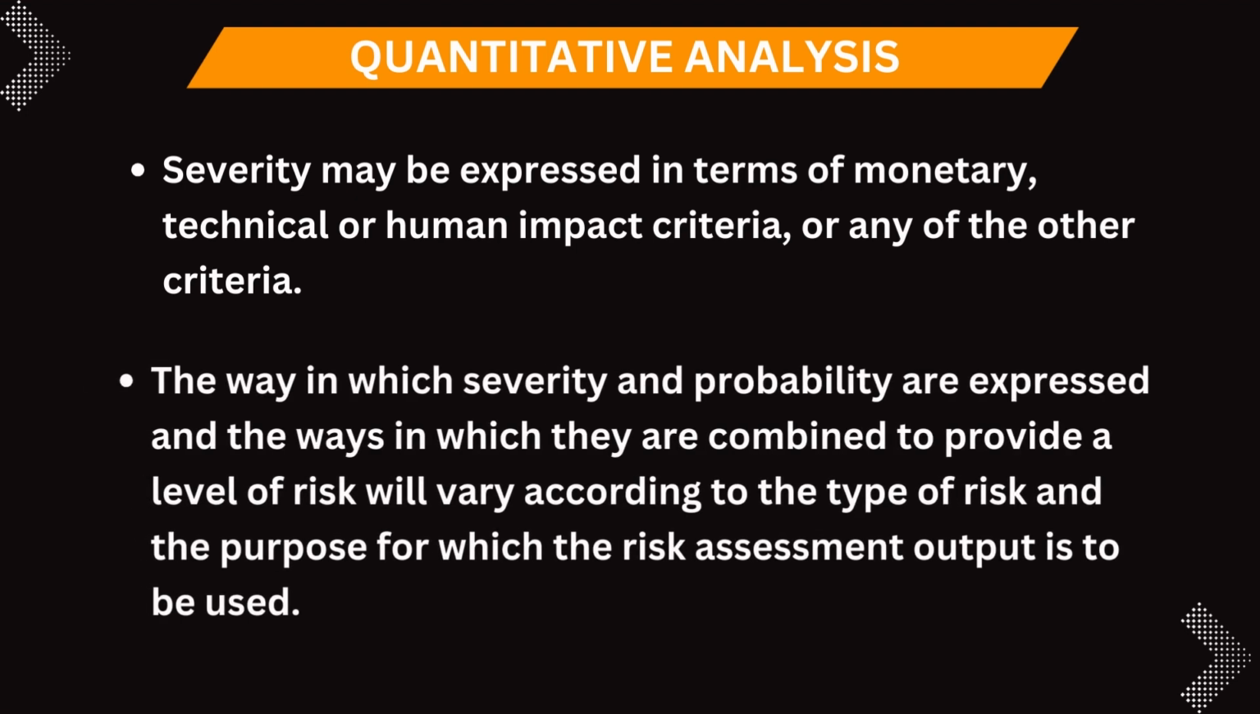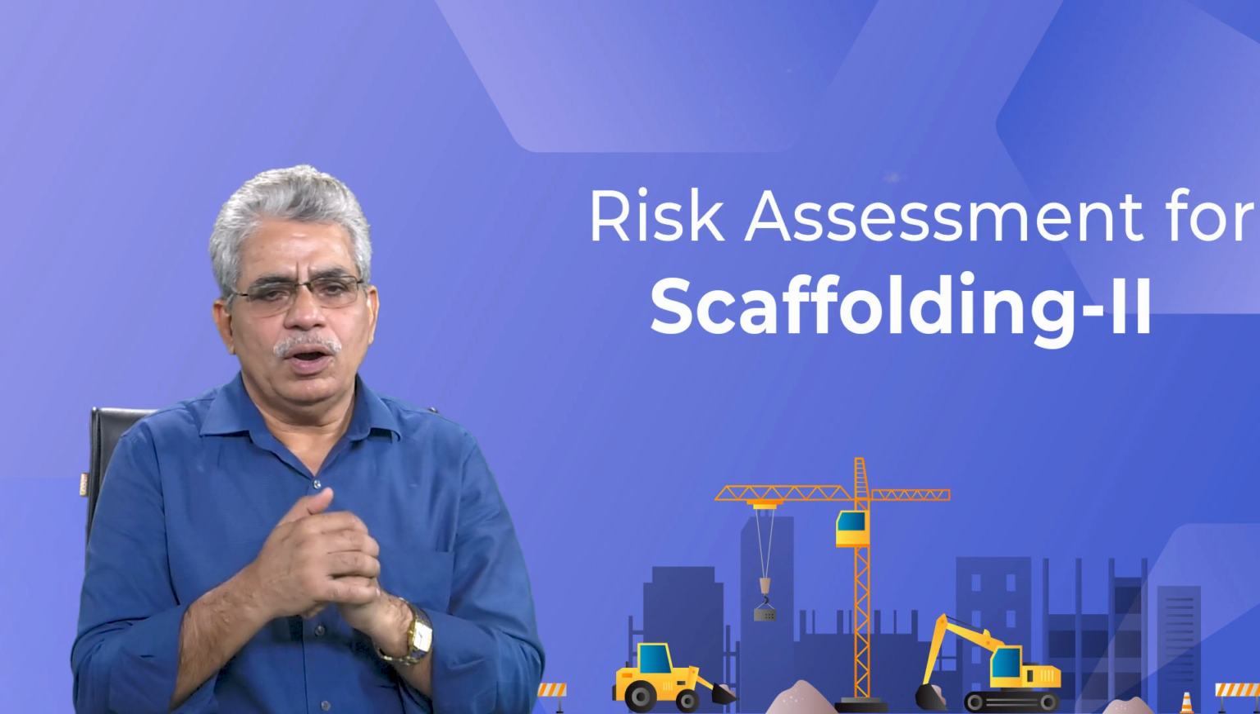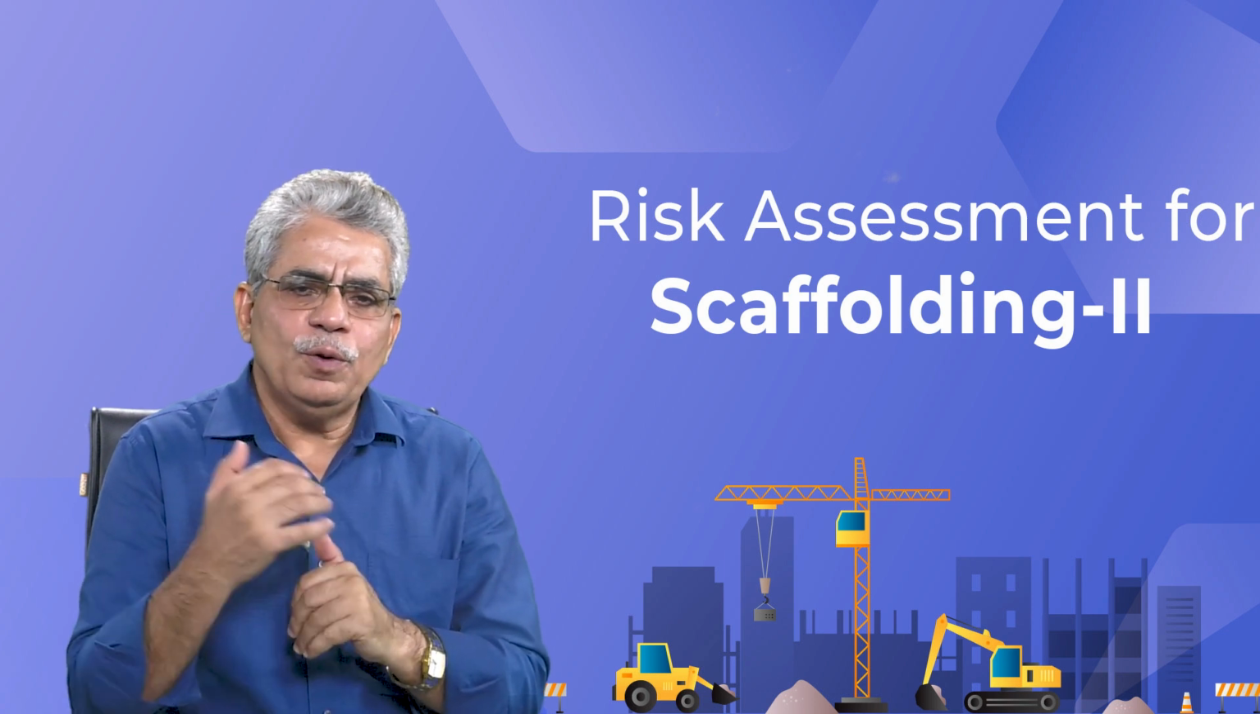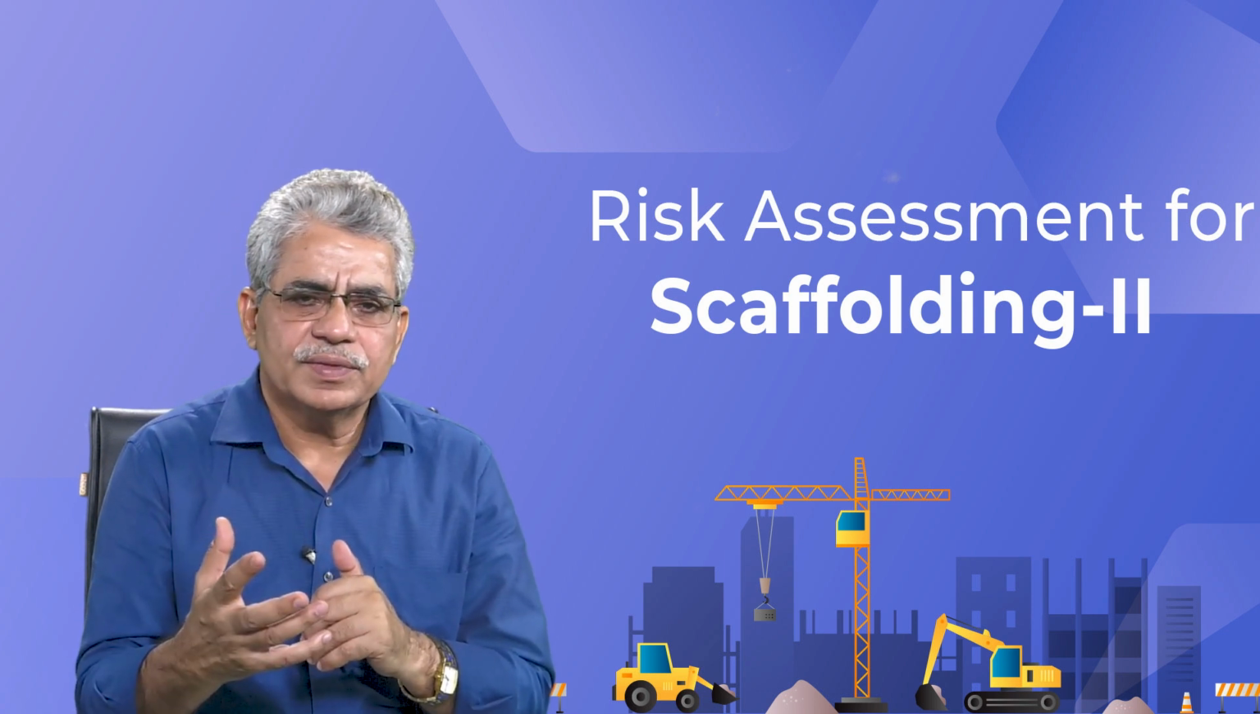The way in which severity and probability are expressed and the ways in which they are combined to provide a level of risk will vary according to the type of risk and the purpose for which the risk assessment output is to be used. Now, let us move to probability of an occurrence.